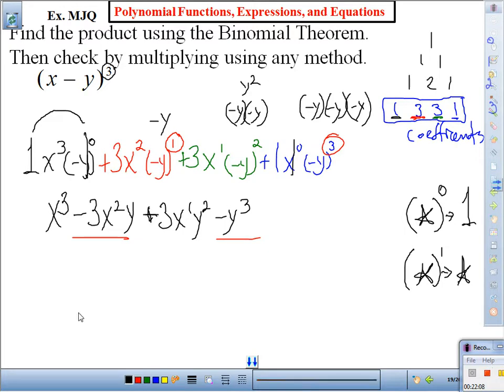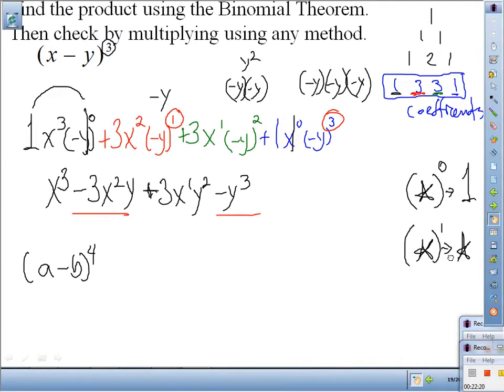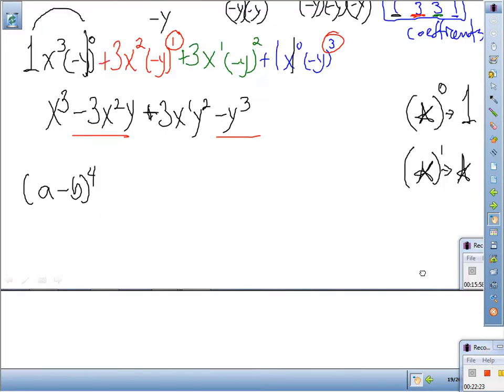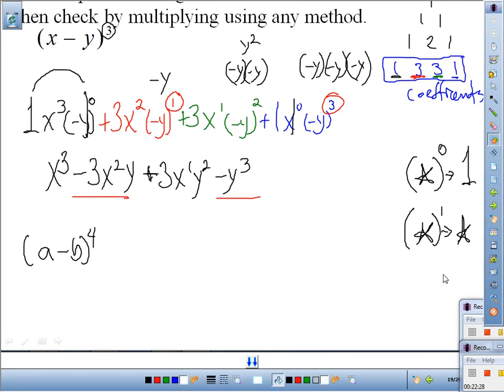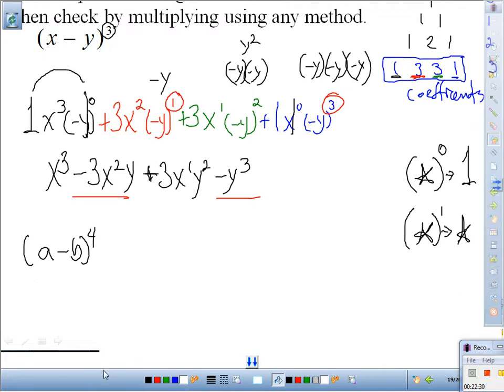And let's see how you do with one of these. Let's see. Parentheses a minus b to the 4th power. You're like, Mr. Q, this is a piece of cake. I know.